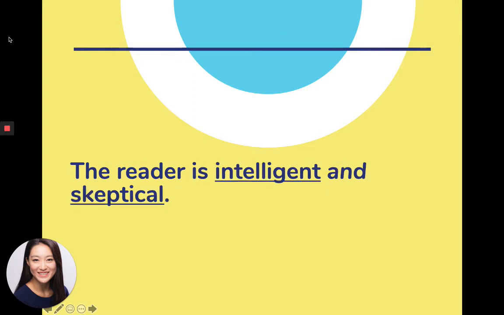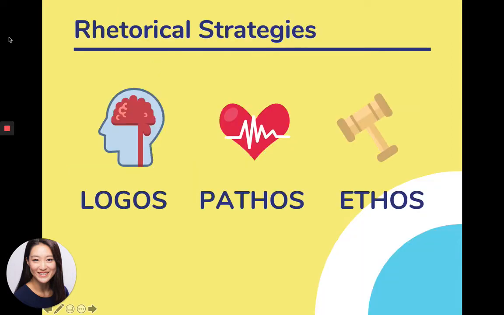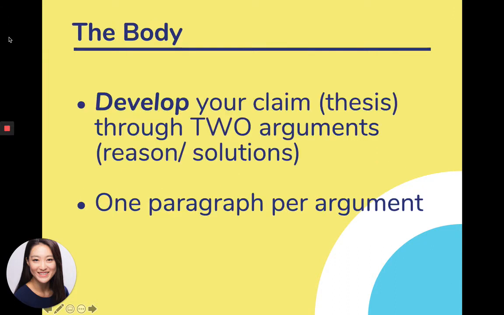We know that the reader is intelligent and skeptical. They do not trust you, so you're going to have to earn their trust through a respectful tone, thorough research, rational evidence, and logical analysis of evidence. So here are the 3 rhetorical strategies that we've been talking about throughout the semester: logos or logical appeal, pathos or emotional appeal, and ethos or appeal to credibility. The body of the essay plays a significant role in establishing the logos and ethos of your work.